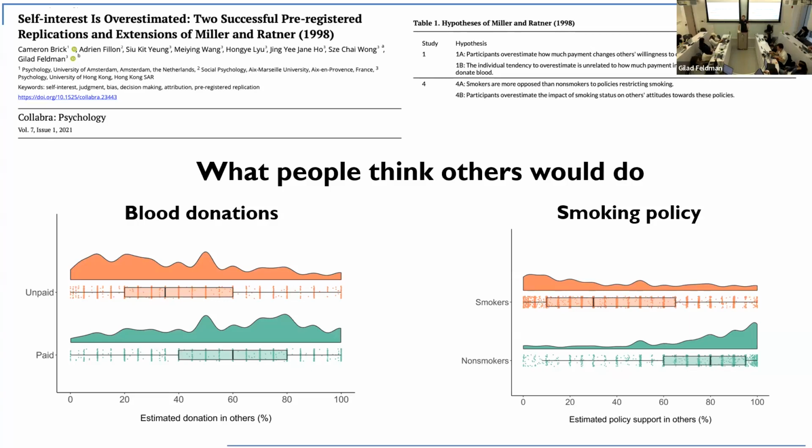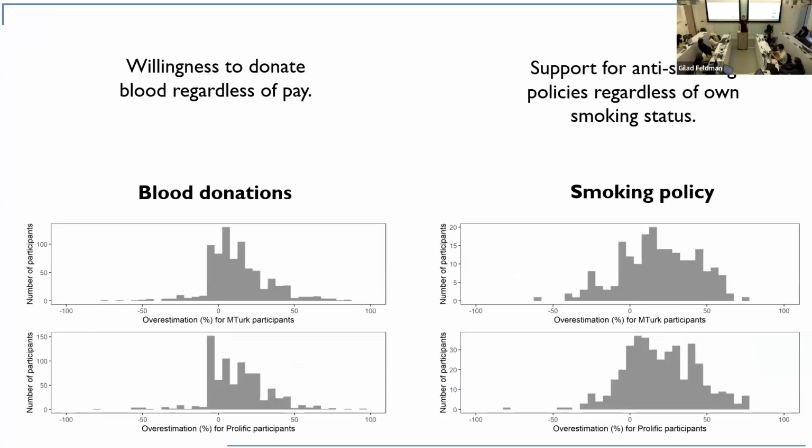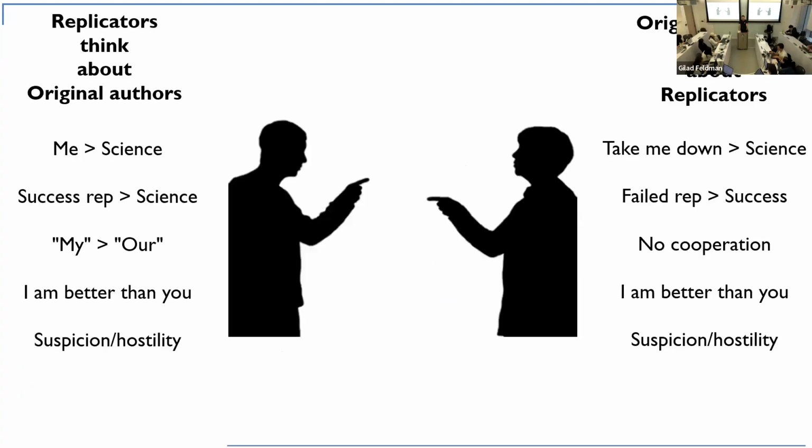But when we actually ask people, are you willing to donate blood, paid or unpaid? It's about a similar degree. So you can see the overestimation. The more it is to the right, the more overestimation there is, both in blood donations and in smoking policy. It seems like we overestimate people's self-interest. So this is my summary of how to apply this to replications.